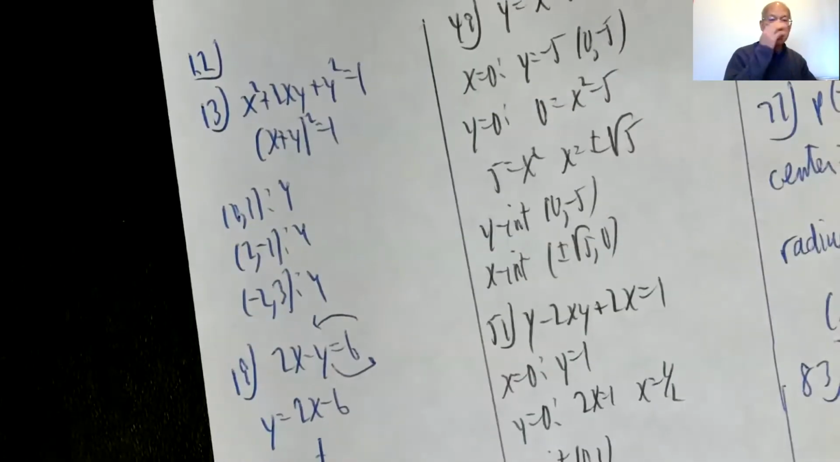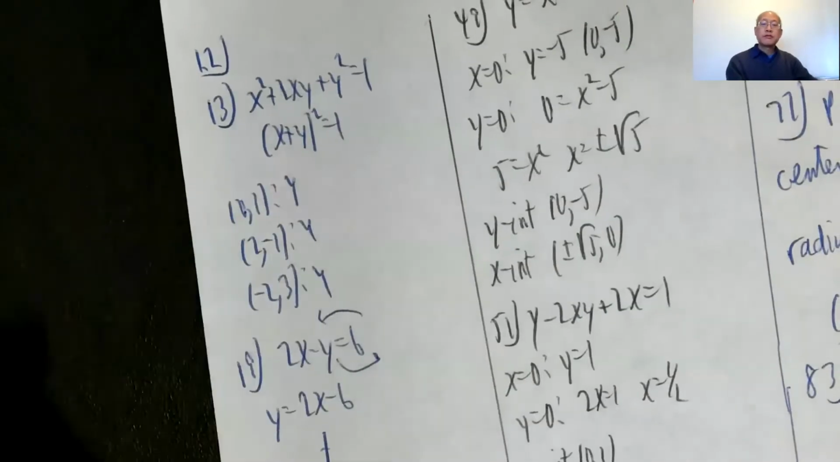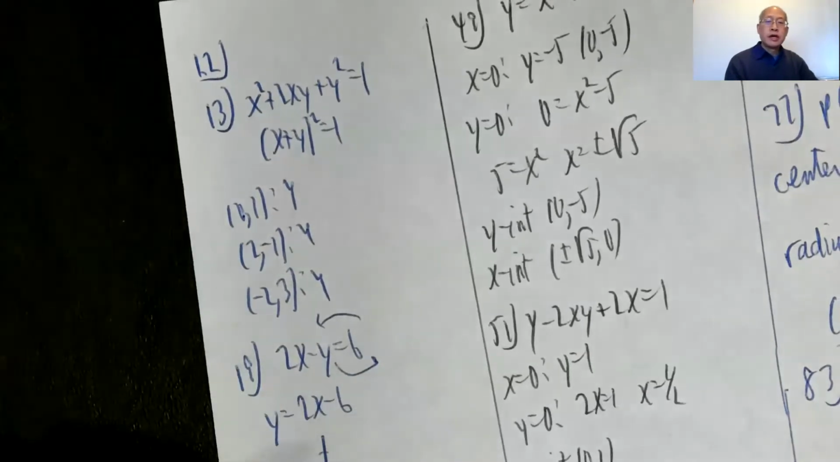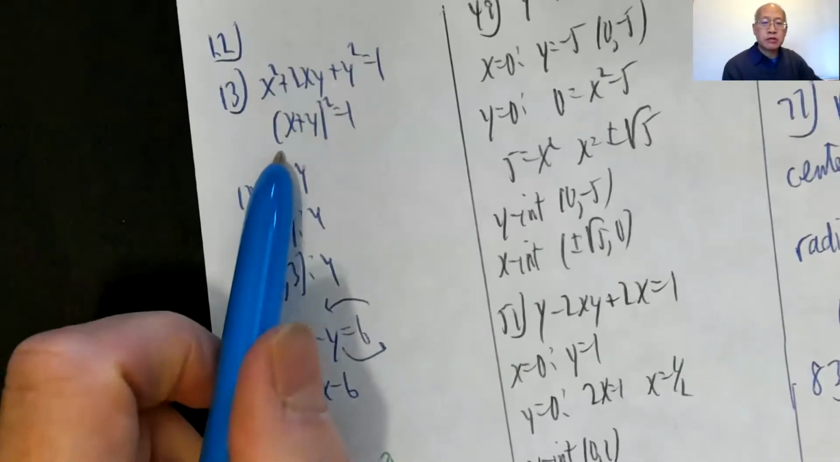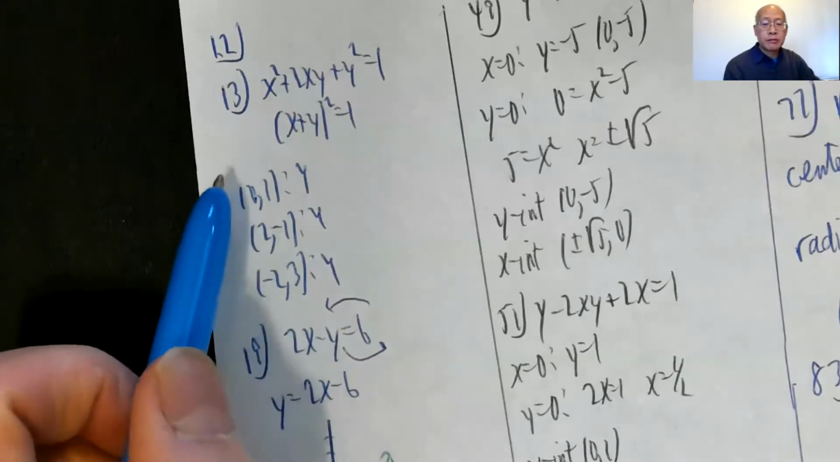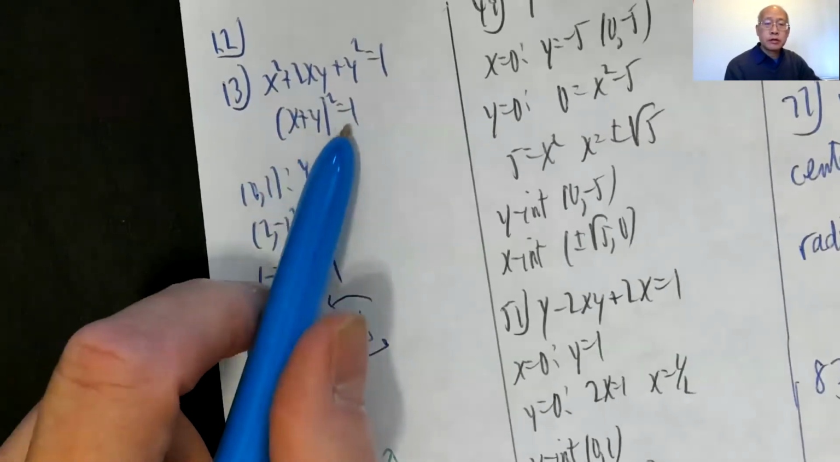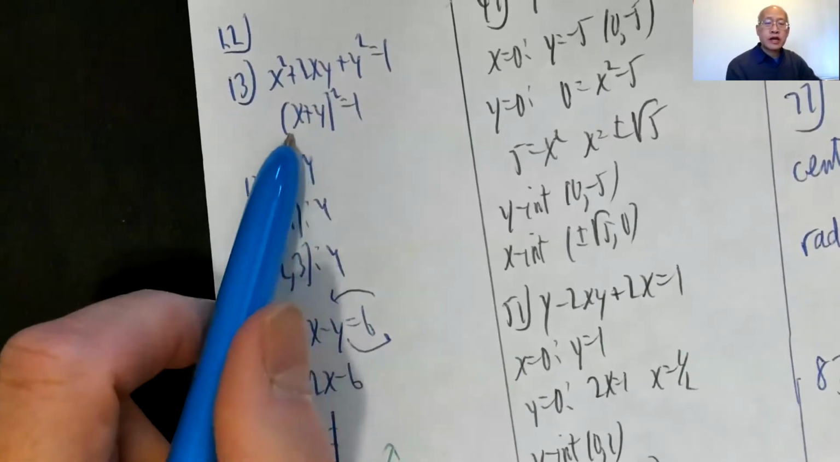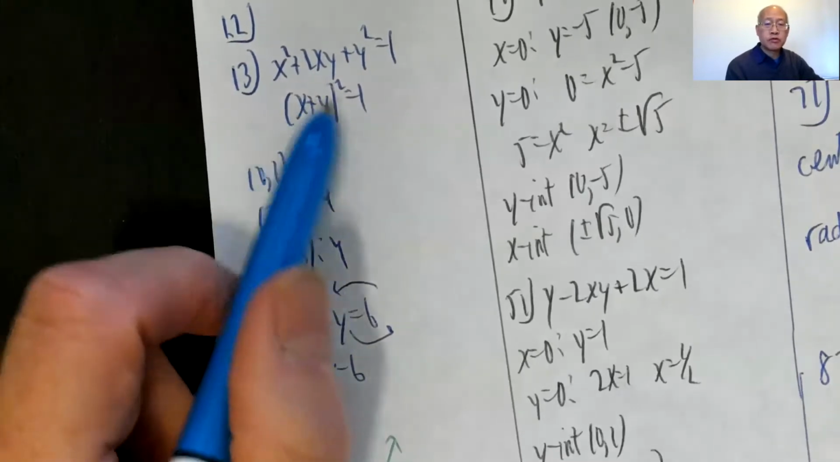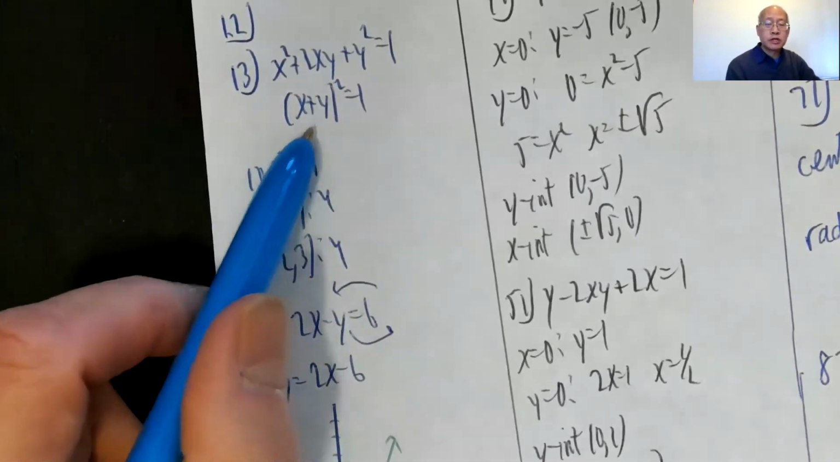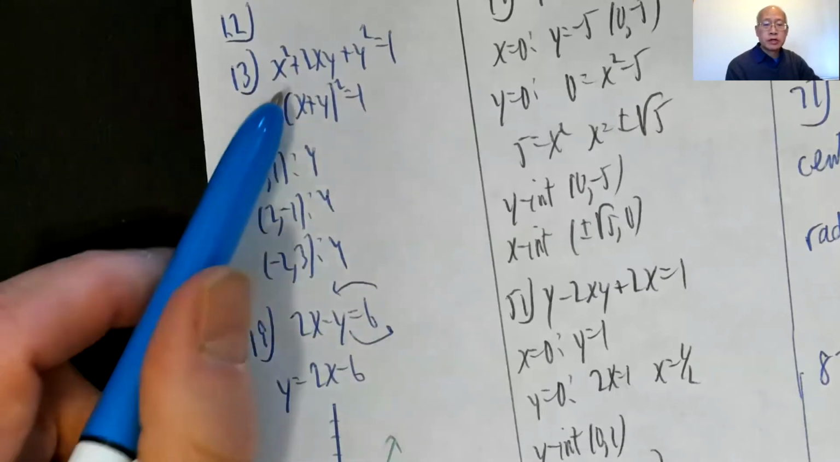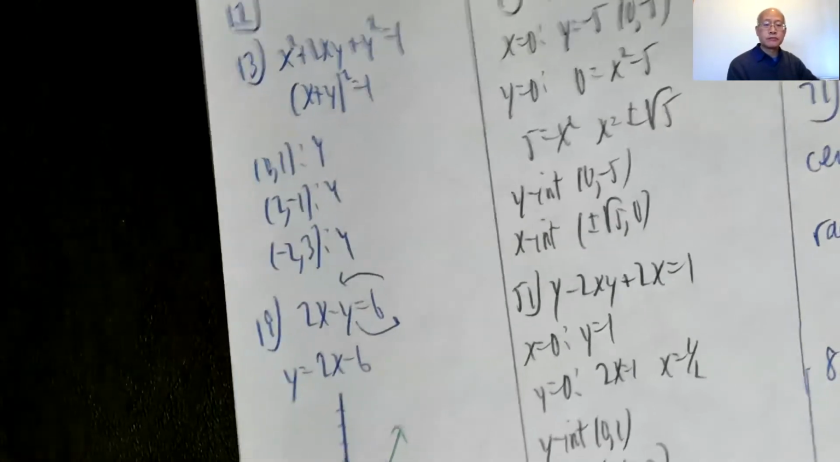Okay, problem 13. X squared plus 2xy plus y squared equals 1. It's a lot easier if you factor into x plus y squared equals 1. And they give me proposed points. 0, 1 clearly works. 2, negative 1. 2 plus negative 1 is 1. 1 squared is 1. And negative 2 plus 3 is 1. 1 squared is 1. So it becomes a lot easier if you factor first.